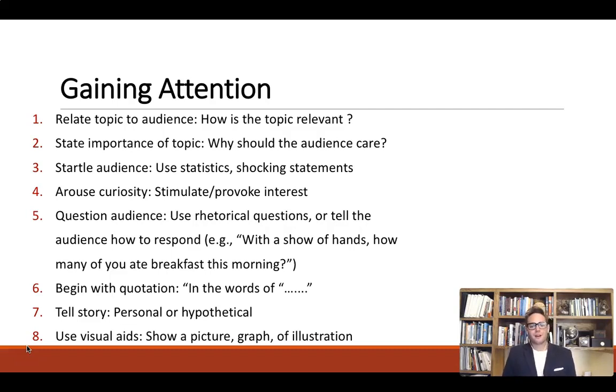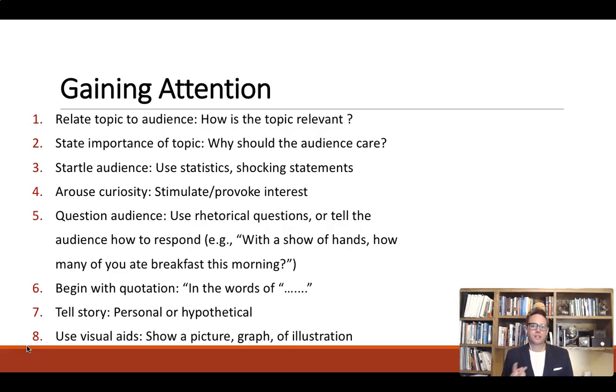Okay, the fourth is arouse curiosity. This is essentially where we stimulate and provoke interest. We could do this by using questions or hypotheticals, like imagine you're on a far off beach, or close your eyes and think about this. There are so many different creative ways we can arouse curiosity. I think using questions tends to be the simplest form of that. And that leads us to the fifth type of attention grabber we could use, and this is question audience.